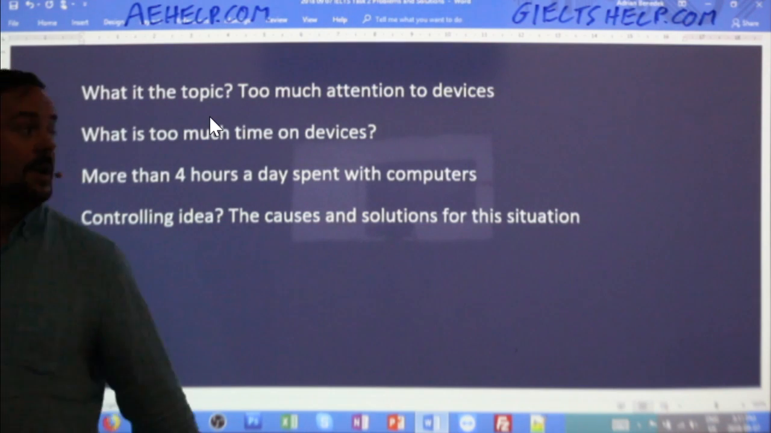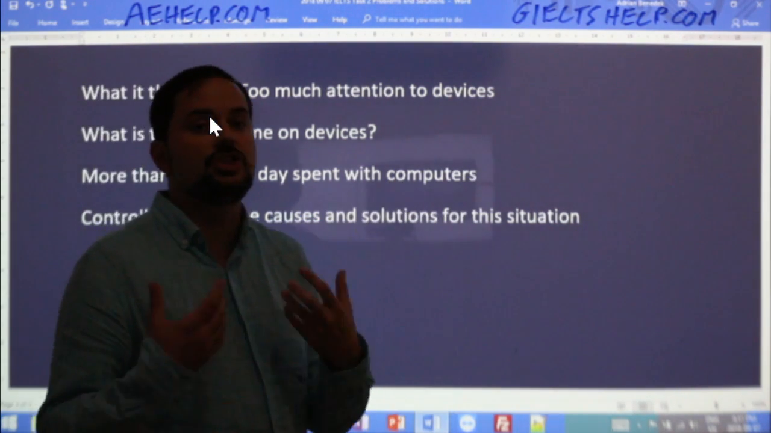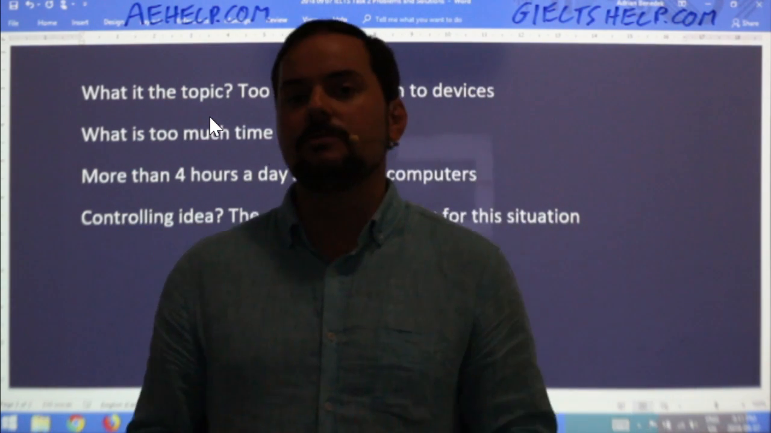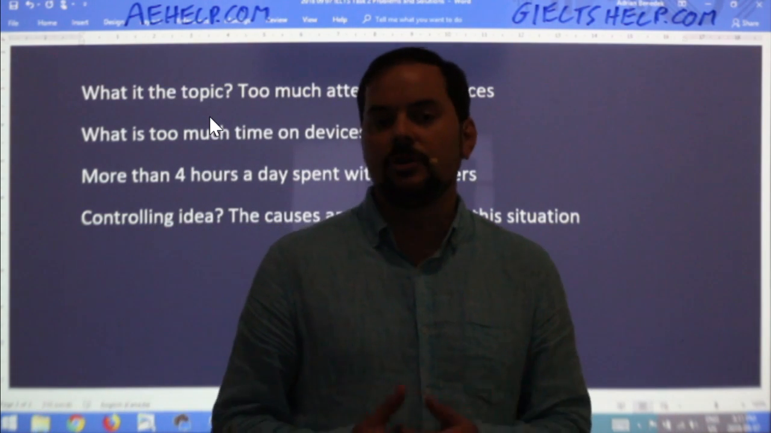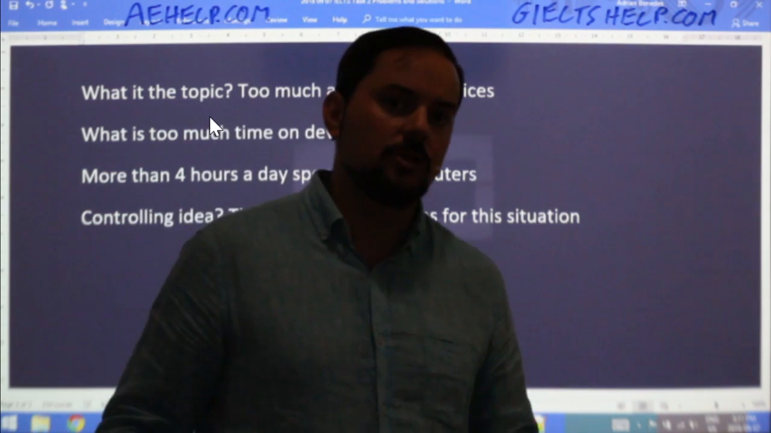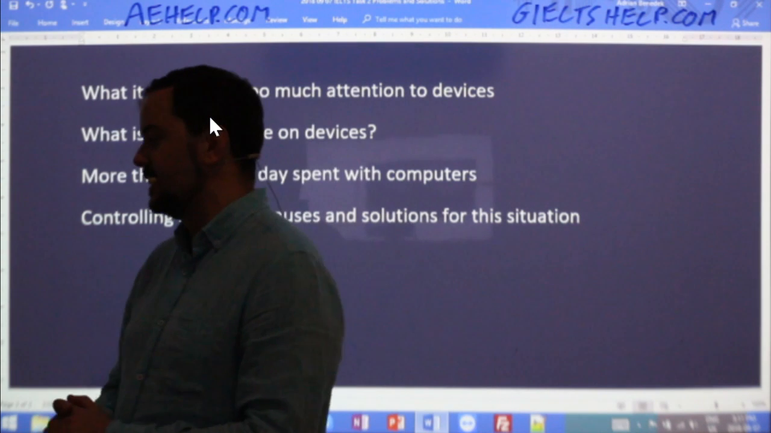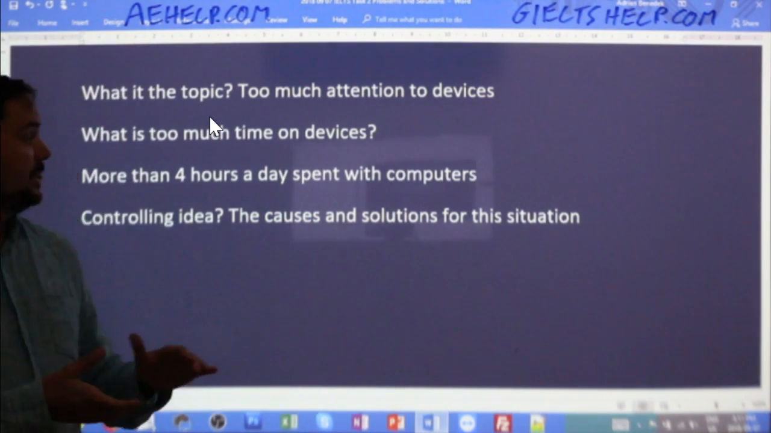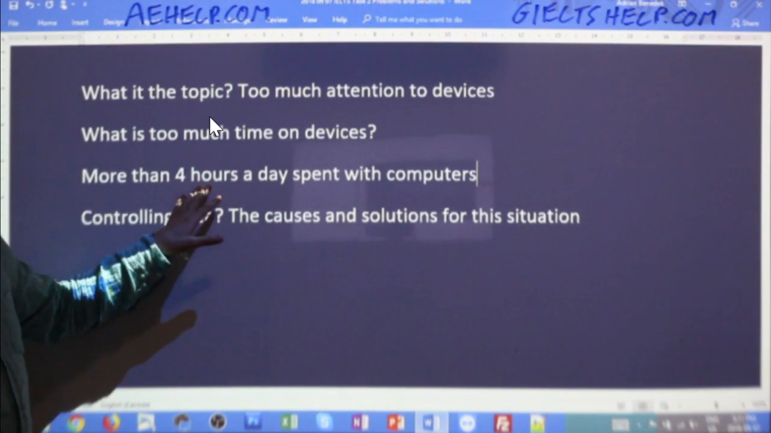Okay, now when I say computers here, I'm using the word computers in the general sense, okay? A tablet and a phone is a computer, okay? A tablet is a portable computer, very similar to a laptop. A phone is, these days, smartphones, they're pocket computers. So computers here, I'm using it as a synonym for digital devices. So don't think about it as a personal computer. Now here, I defined it in my own terms, so more than 4 hours a day spent with computers.